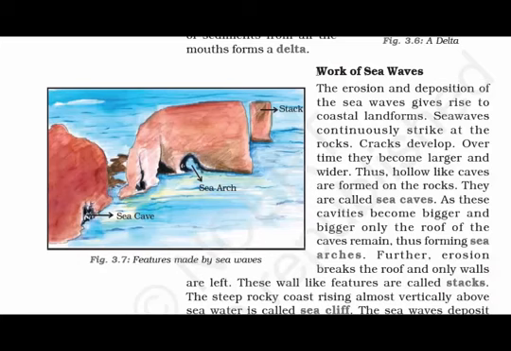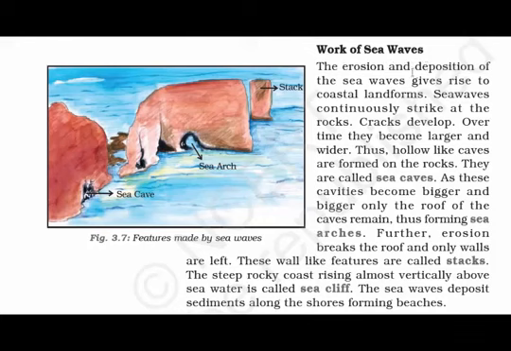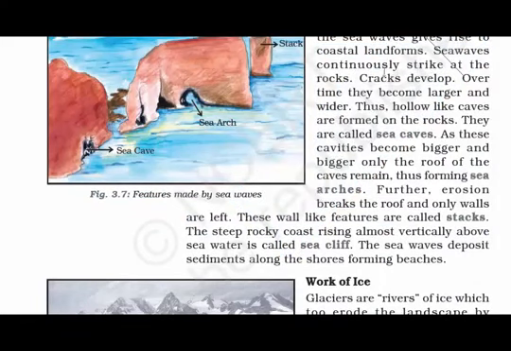Now let's read about the work of the sea waves. What do the sea waves do? We know that the erosion and deposition of the sea waves helps in forming the coastal landforms, that is the beach. Now the sea waves continuously strike at the rock.